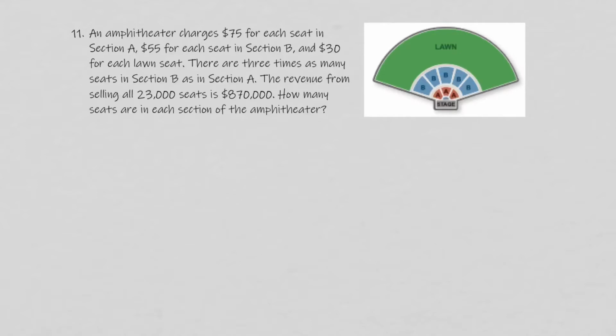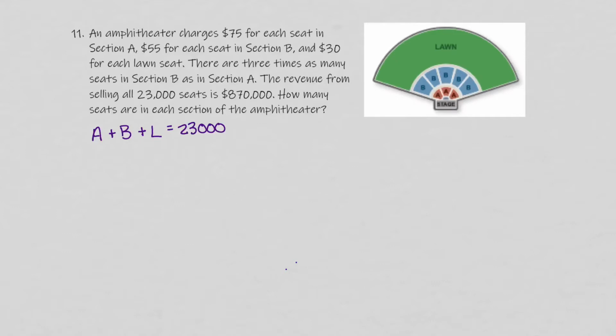Okay, so always read the problem all the way through, and then let's pick it apart to get our equations. I know I have seats in Section A, seats in Section B, and seats in the lawn. And it tells me there is a total of 23,000 seats, so that gives me that equation.